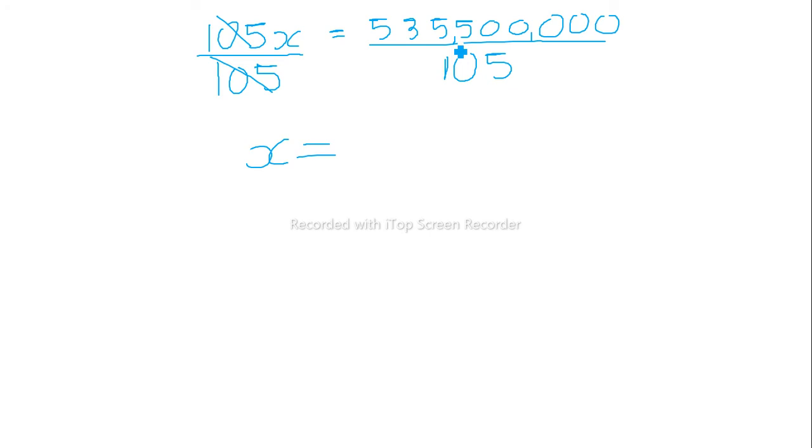This is actually 535,500,000. Sounds like what Nancy has in the bank. 535,500, right, Nancy? I agree. And that's what you have in savings. Yeah. Nancy said that's pocket change, man.